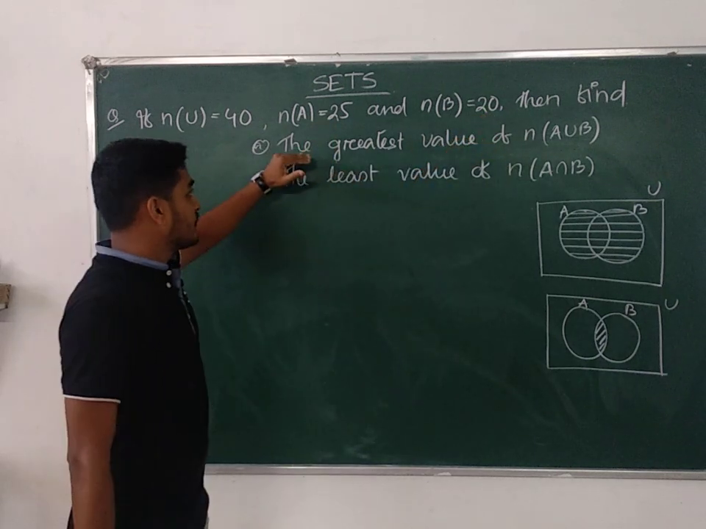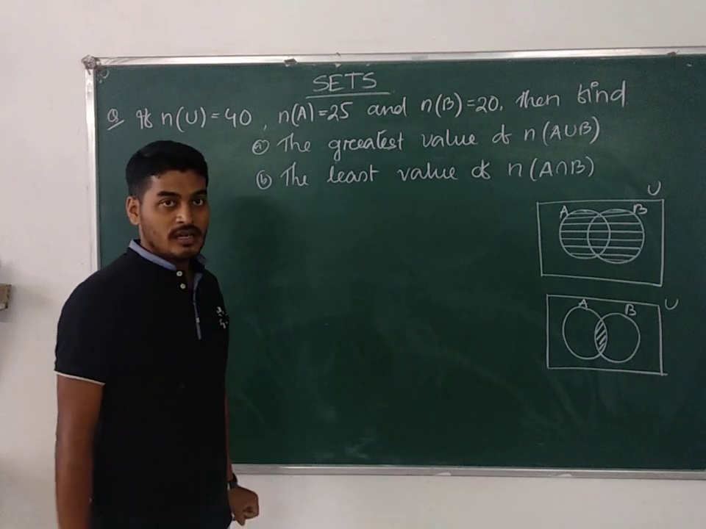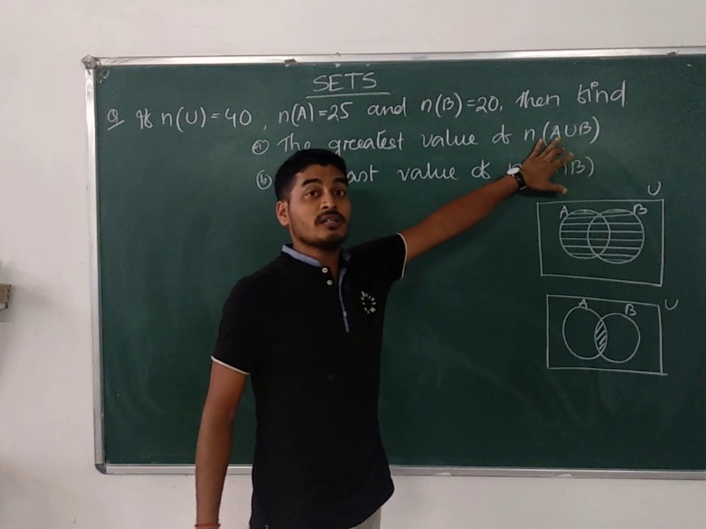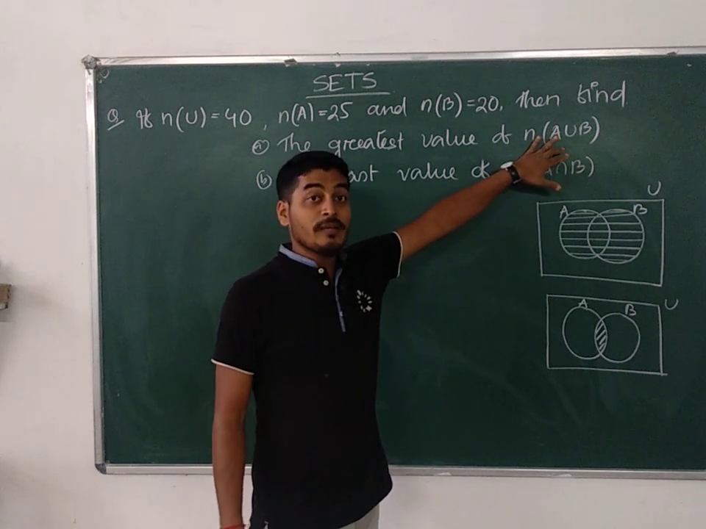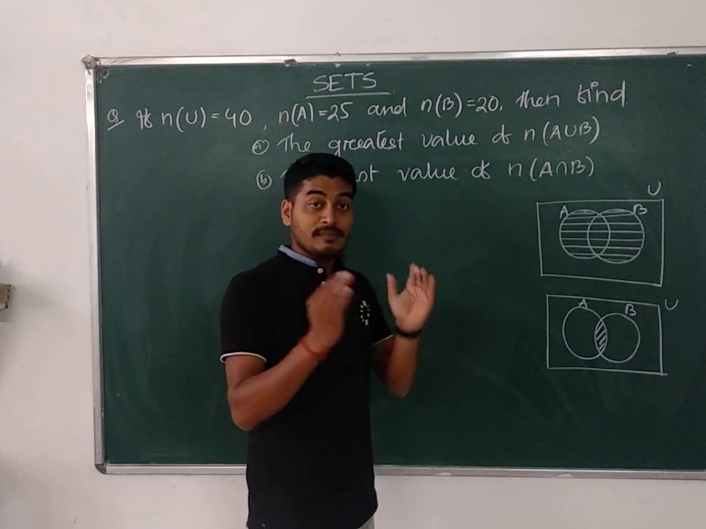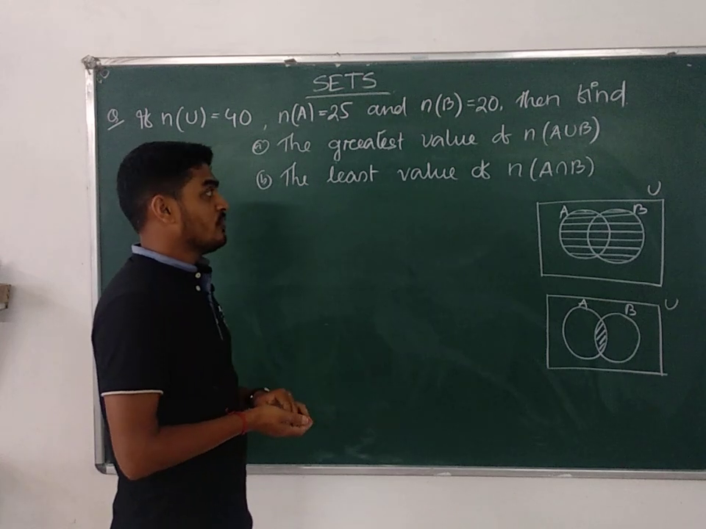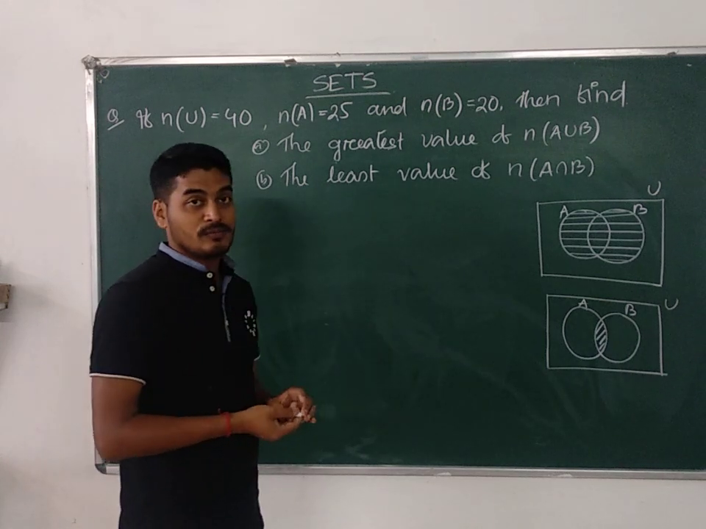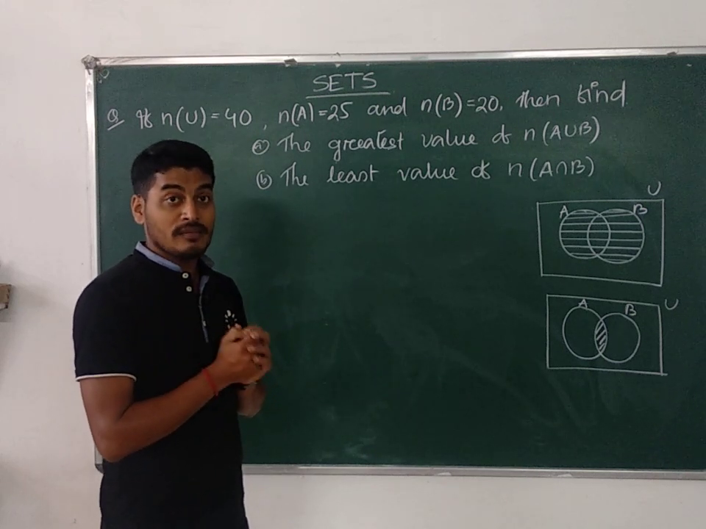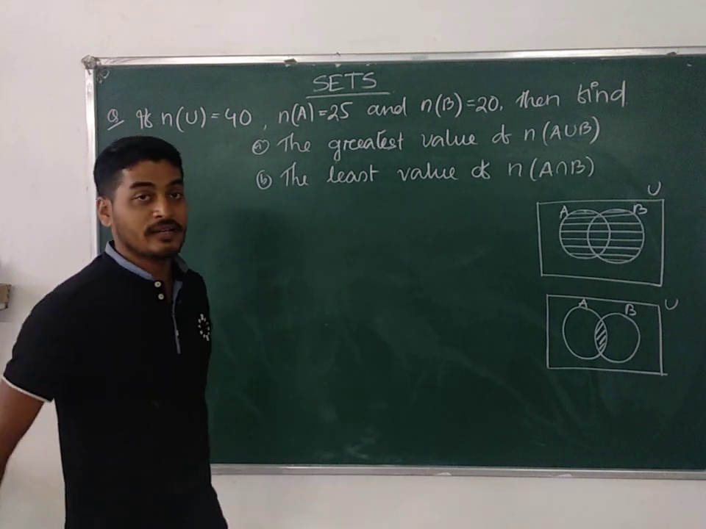Then find the greatest value of n of A union B. N of A union B. A union B thakibo pora ataikoi highest value keta. How many maximum number of terms are there in A union B? A union B maximum kiman ta term ase. Okay? The least value of n of A intersection B. A intersection B minimum kiman ta element ase. So to have the proper idea, just go through these two Venn diagrams.